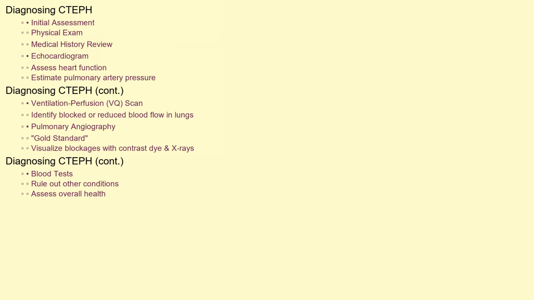Diagnosing CTEPH involves a combination of tests and assessments. Initially, a doctor will perform a physical exam and review your medical history. An echocardiogram is often used to assess the function of the heart and estimate pulmonary artery pressure. A ventilation perfusion scan, or VQ scan, is crucial to identify areas of the lung where blood flow is blocked or reduced. Pulmonary angiography, considered the gold standard for diagnosis, involves injecting a contrast dye into the pulmonary arteries and taking X-ray images to visualize any blockages or abnormalities. Additionally, blood tests may be ordered to rule out other conditions and assess overall health.